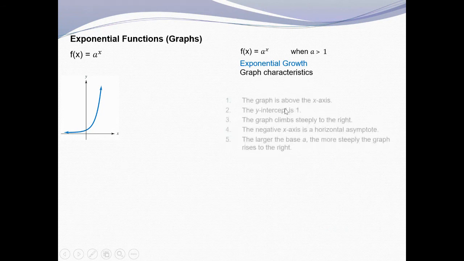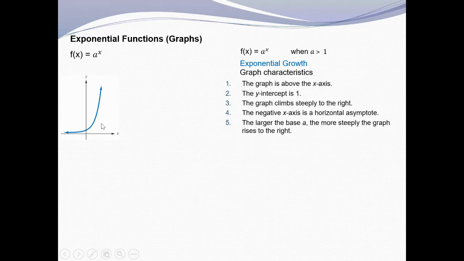Graph characteristics: the graph is above the x-axis. The y-intercept is always 1, because anything to the 0 power will always be 1. The graph climbs steeply to the right, and the negative x-axis is a horizontal asymptote. So the x-axis is my asymptote.